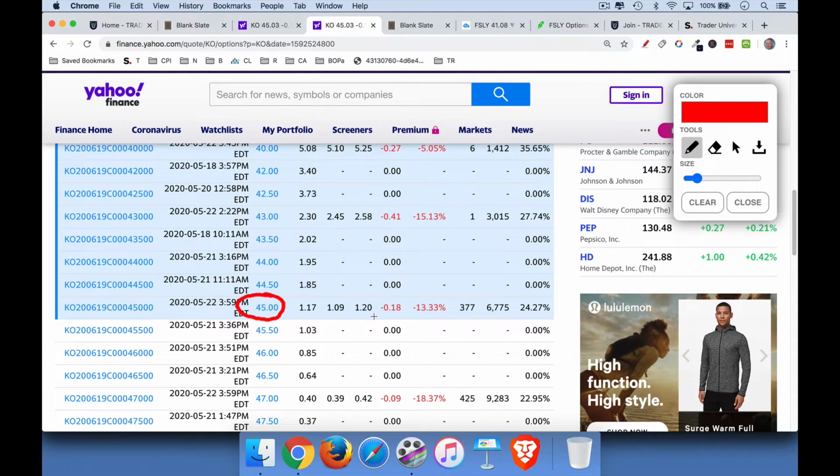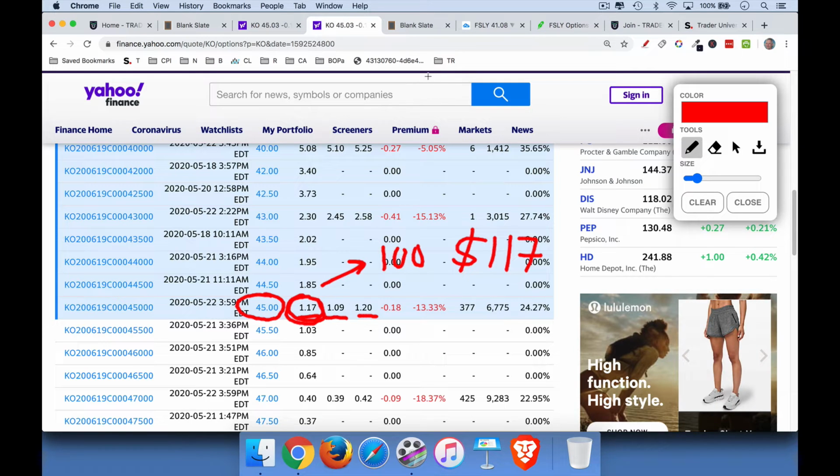And then we have a bid and an ask. You could sell it for 1.09. You could buy it for 1.20. Last trade at 1.17. So in order to buy this option, it's trading for $1.17. Basically, there's a multiplier involved. So in your account, you're always going to want to multiply this by 100. And so in your account, you're going to need to have $117 in order to buy this call option at this price.